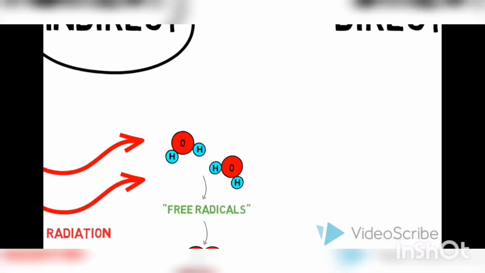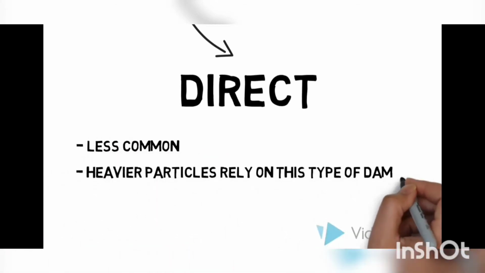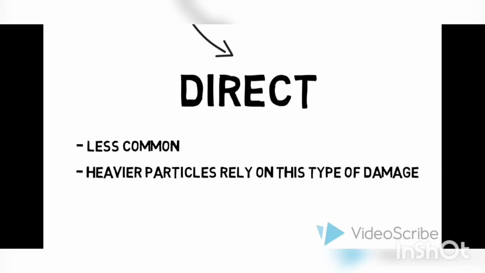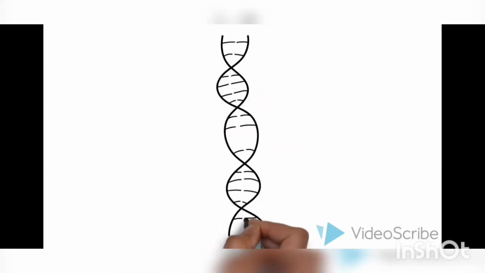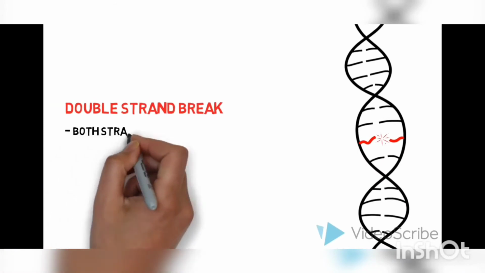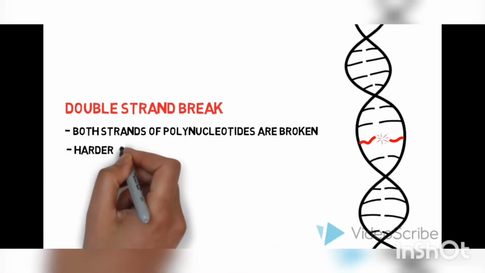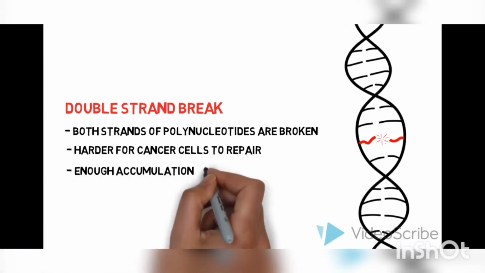Direct damage is less common. Heavier particles, like protons, rely on this form of damage. The goal of radiotherapy and other cancer treatments is to produce a double-strand break. This is when both strands of polynucleotides are broken at the same spot. This should understandably be harder for cancer cells to repair. Enough accumulation of these double-strand breaks will hopefully lead to cell death.